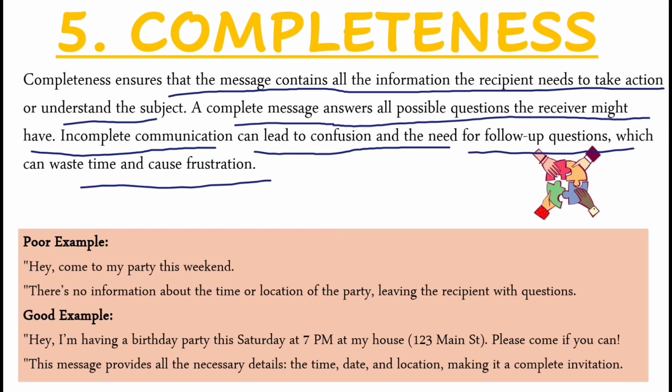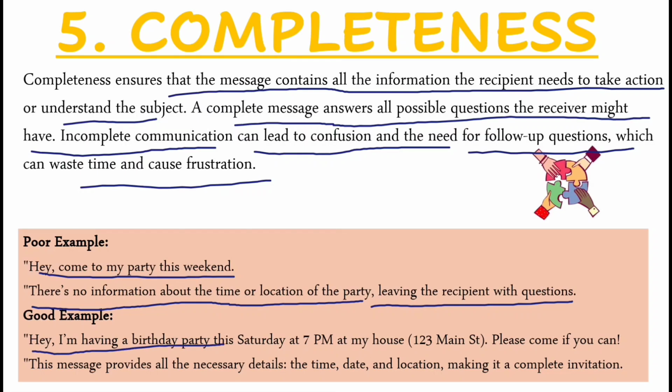For example: hey, come to my party this weekend. There is no information about the time or location of the party, leaving the recipient with questions. Good example: hey, I am having a birthday party this Saturday at 7 p.m. at my house. Please come if you can. This message provides all the necessary details, the time, the date, and the location, making it a complete invitation.